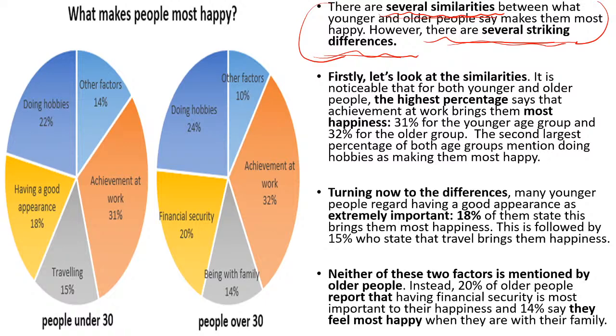Firstly, let's look at the similarities. First we will talk about the similarities. It is noticeable that for both younger and older people, the highest percentage say that achievement at work brings them the most happiness, 31% for the younger age group and 32% for the older age group. So this is the first reason that makes them happy. This is 31% and 32%. So this is the biggest similarity we can talk about.